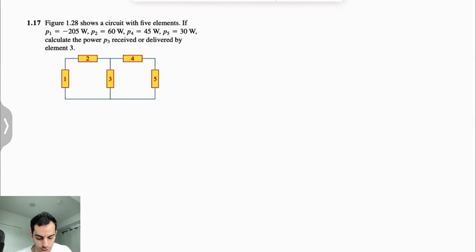Alright guys, welcome back. We have question 17 from the Fundamentals of Electric Circuits, and in this question we have this figure that shows a circuit with 5 elements. If we know that the power in the first one is negative 205 watts, we have P2 60 watts, and we have P4 45 and P5 30 watts, and we need to calculate the power P3 received or delivered by element 3.